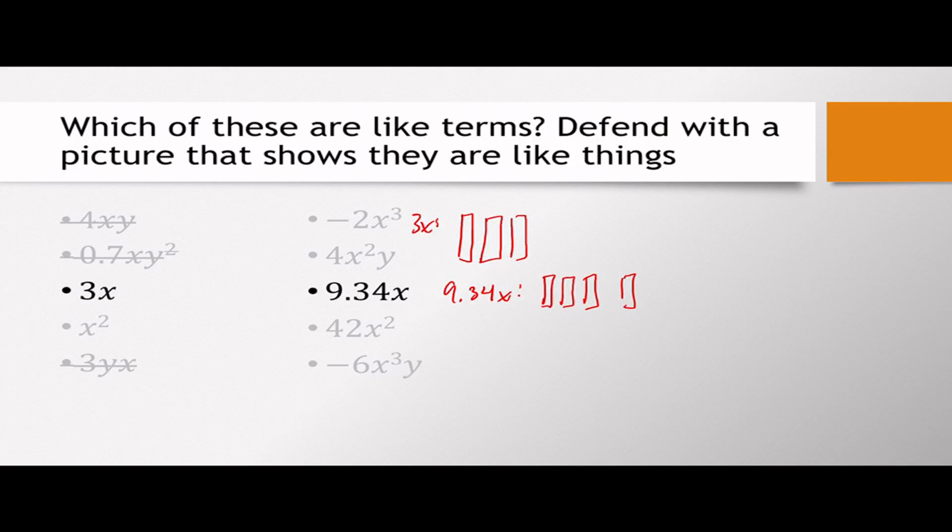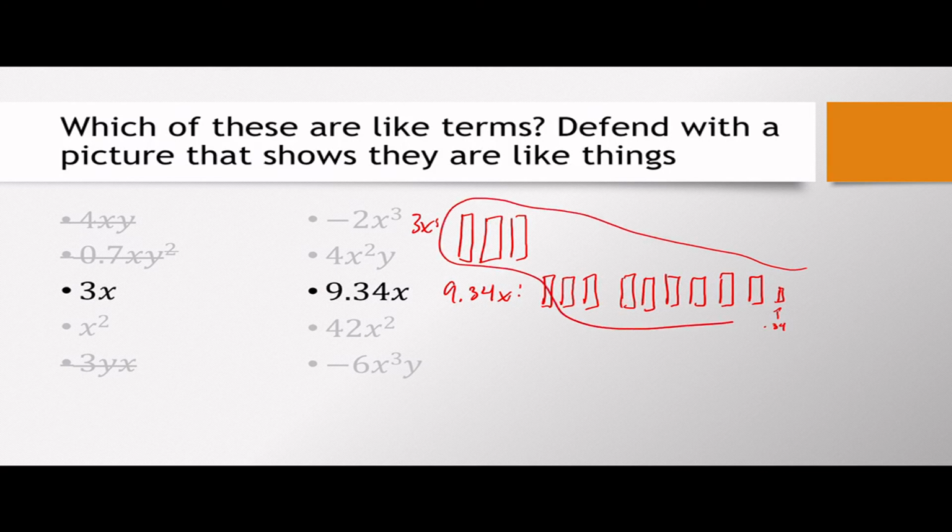3, 4, 5, 6, 7, 8, 9. And then part of a stick. Okay, that's the 0.34. Now, since they're all sticks and parts of sticks, we can combine them together. Okay, and so we get, we can combine them together like this. Okay, so they're all the same type of thing.